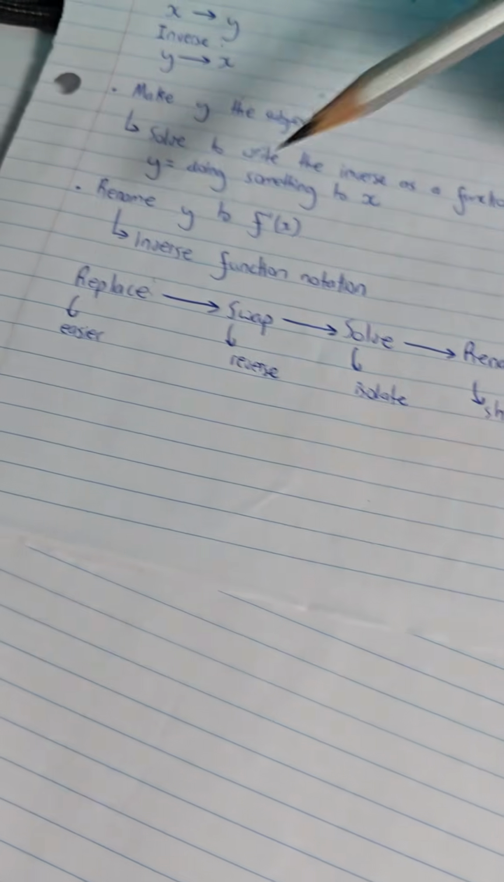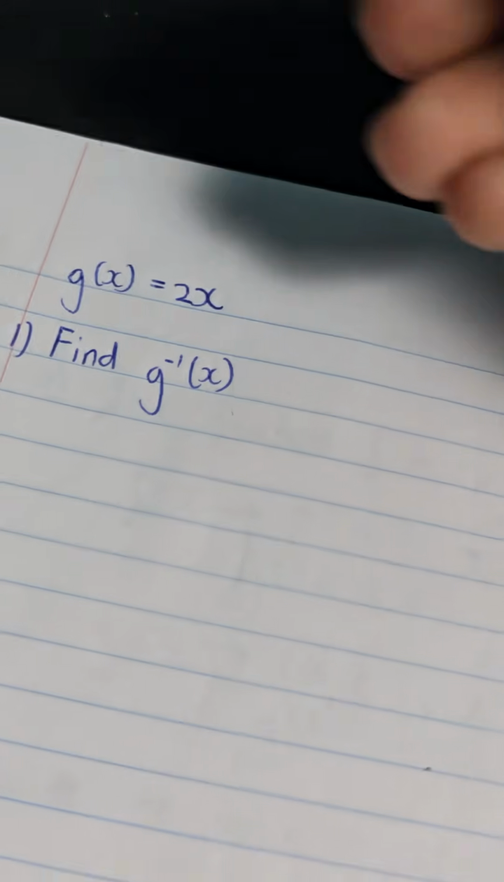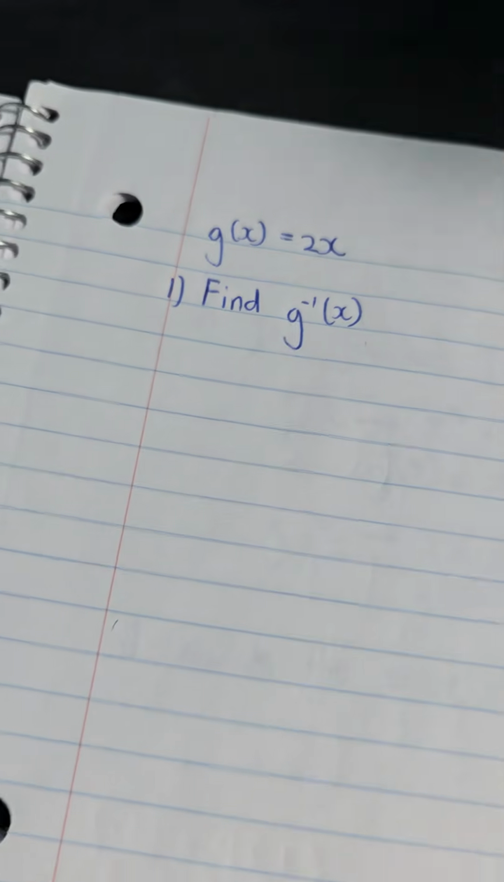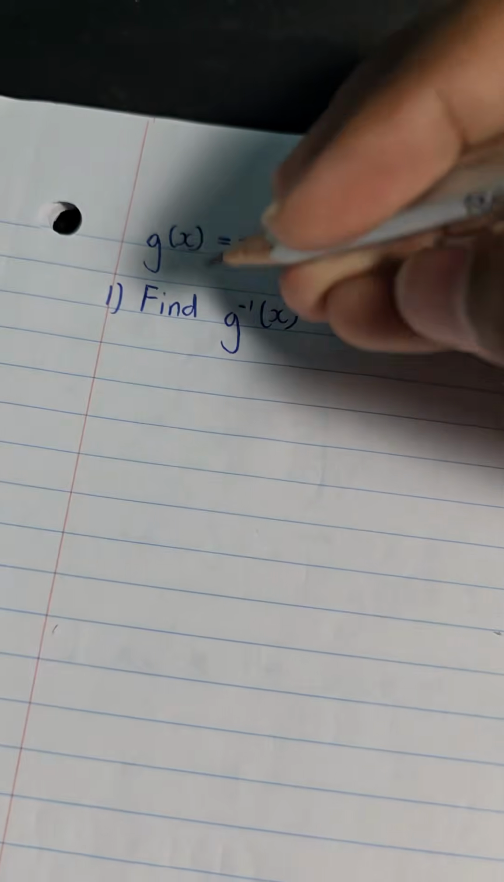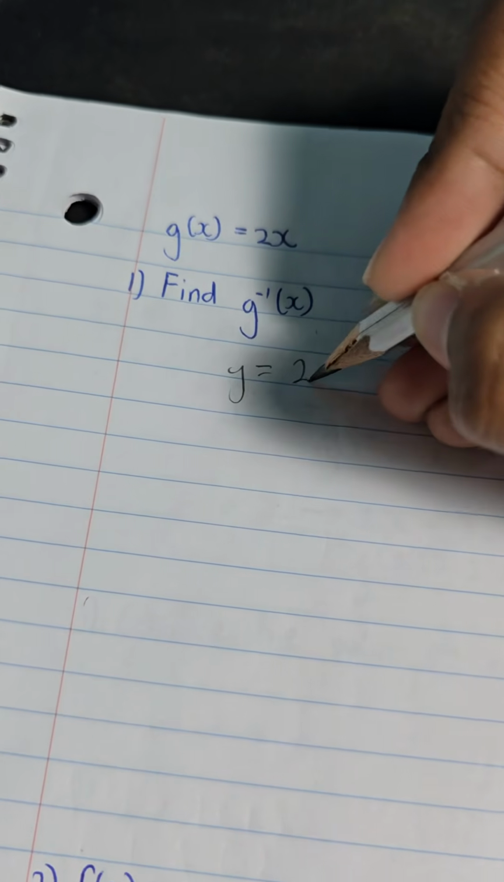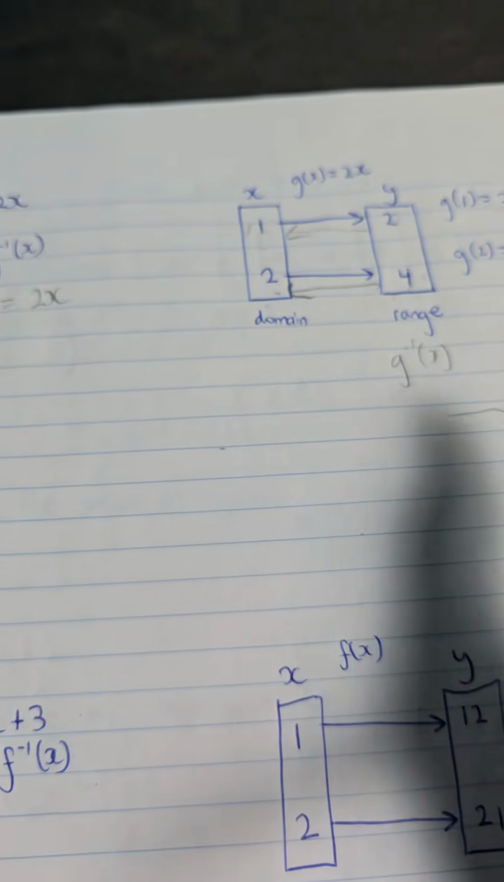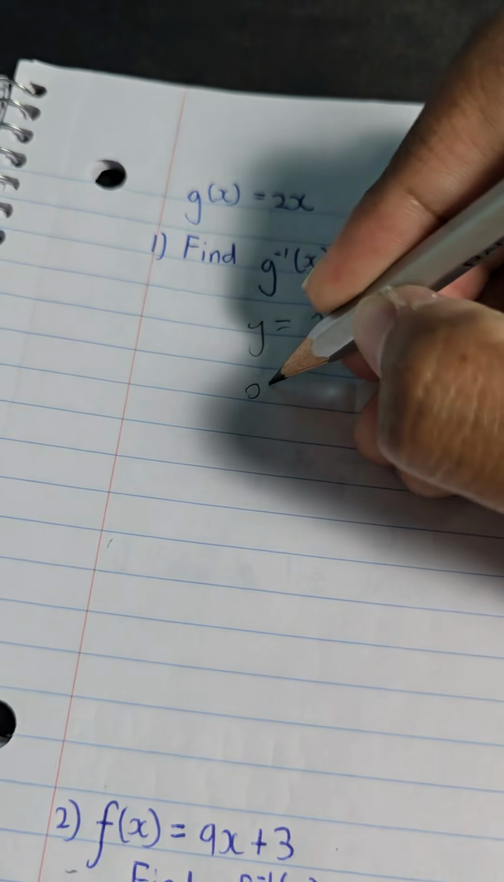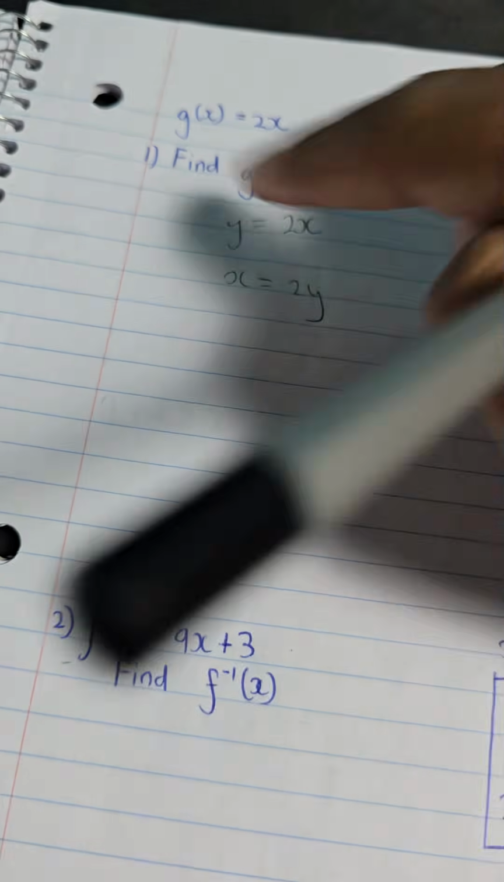So what were our steps? Our first step was to replace. So we are going to replace g of x here with y, because we know that represents the output. So we'll say y is equal to 2x. Then the next step was to swap x and y, because the inverse function has a reverse mapping. So you'll say x is equal to 2y, so reverse x and y.